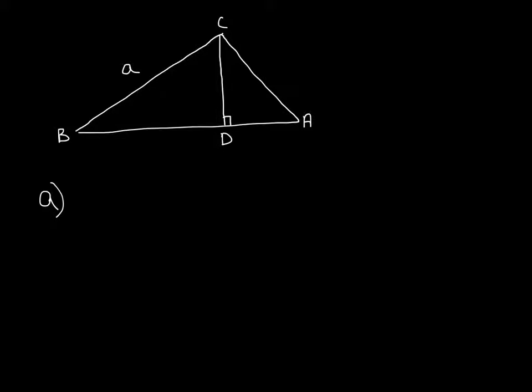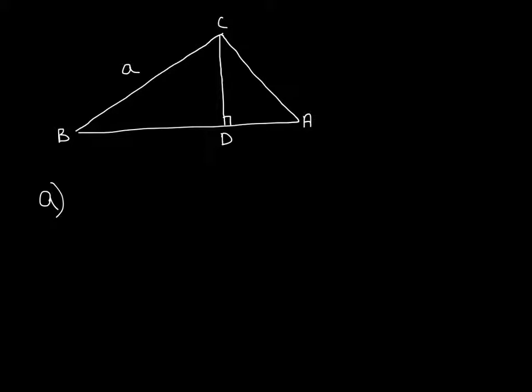So what we've got here is triangle ABC, and CD is an altitude. And then we know the length of BC, and that is A. So we're asked first to find CD in terms of angle B and side A. So we're looking for CD, so that's this side. We're allowed to use angle B, and we're allowed to use A. So let's put the pieces together.